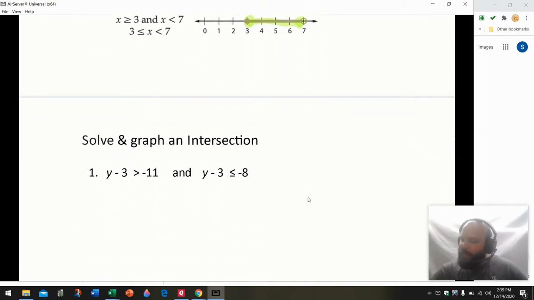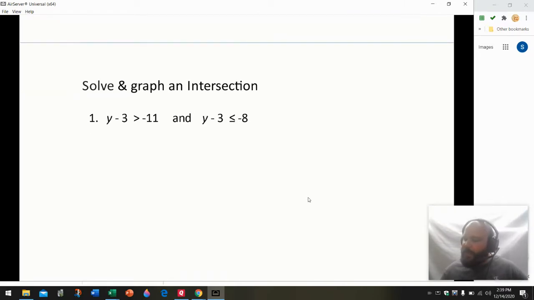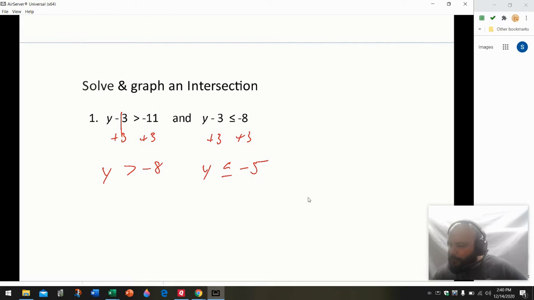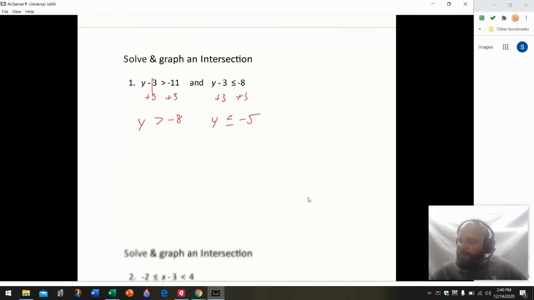So as I move in here, it says solve and graph an intersection. Okay, so to solve this, it's quite simple. We're going to add 3 to both sides, and we get y is greater than -8. Over here, I'm going to add 3 to both sides, and I get y is less than or equal to -5. Now, we're going to graph those together.